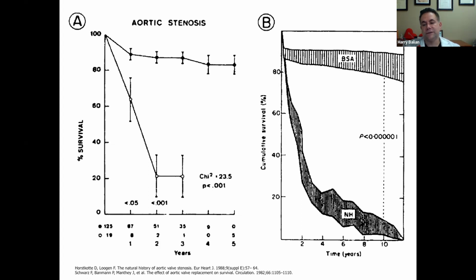So you have this mnemonic SAD. Syncope: 50% are dead in 5 years. Angina, where you have chest pain with severe to critical AS: 50% are dead in 3 years. And then when you have heart failure, 50% die in 2 years.